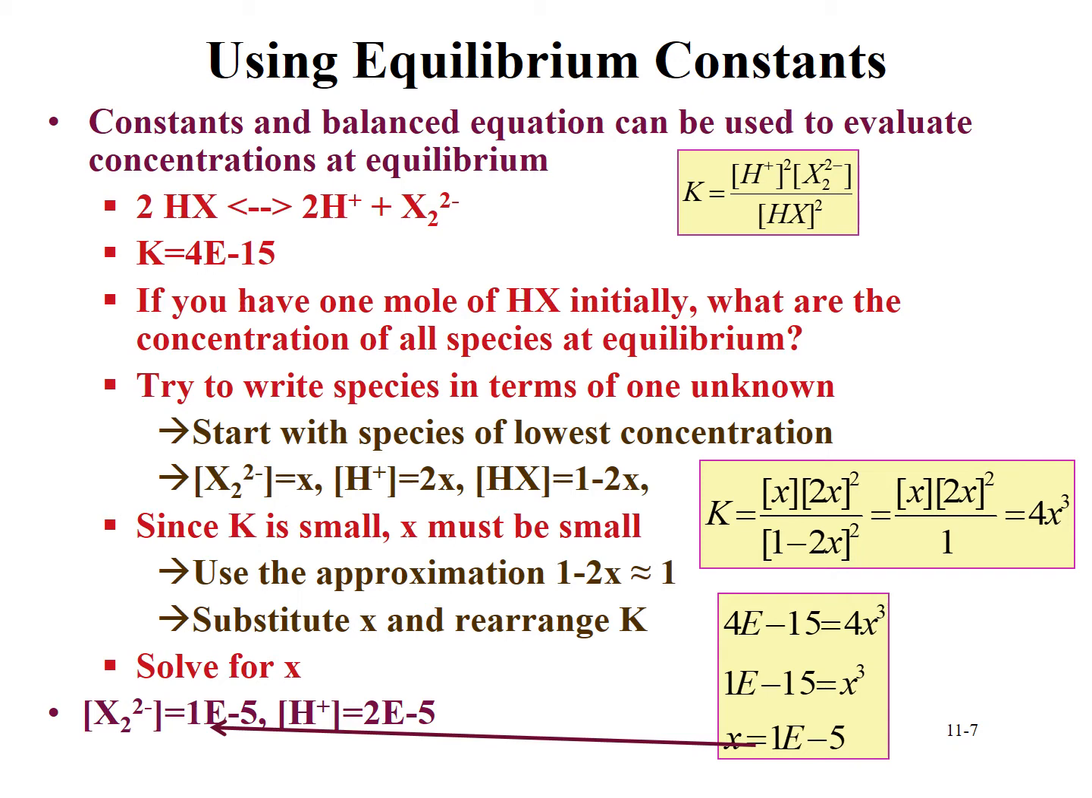If K is 4 times 10 to the minus 15, 1 times 10 to the minus 15 is equal to x cubed. X is equal to 1 times 10 to the minus 5. So this dimer is equal to 1 times 10 to the minus 5. And so we solve for the X, and we know that twice this amount is equal to the proton concentration, and the concentration of HX is just equal to 1, because we set that as part of the approximation. All right, so that's a fairly straightforward and simple case.